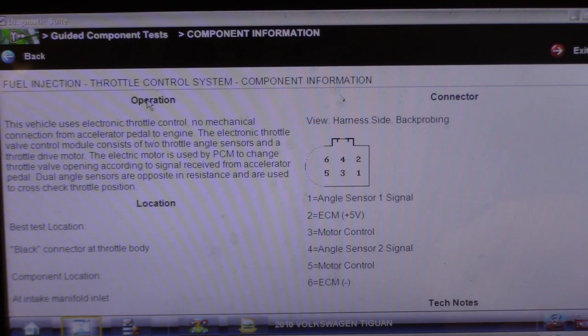I want to make sure that we are getting control to this throttle body. We had good inputs from our pedal position sensor. So we're going to go straight to the throttle body. We should have some type of control.